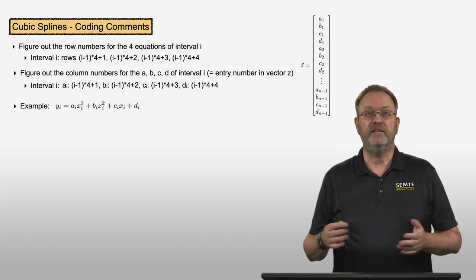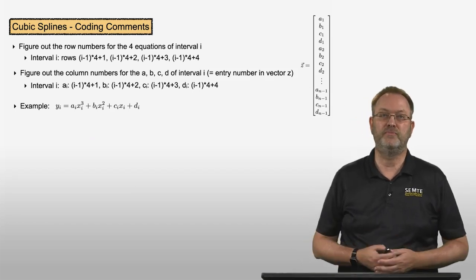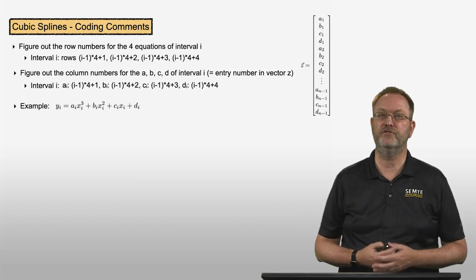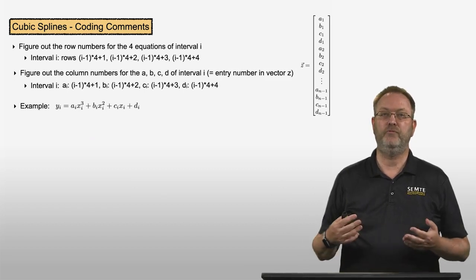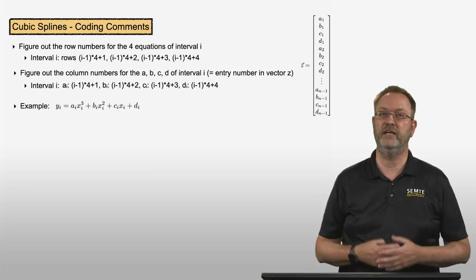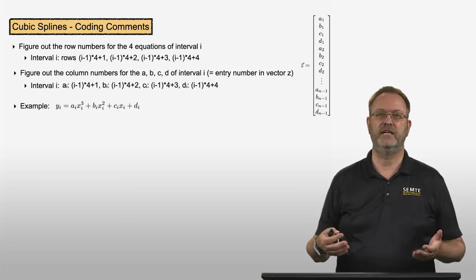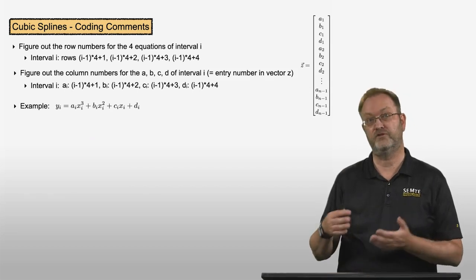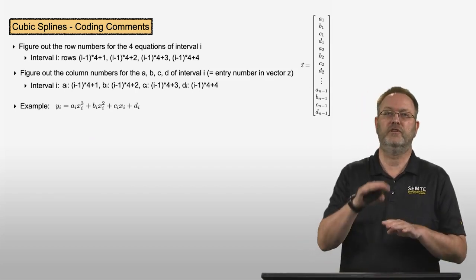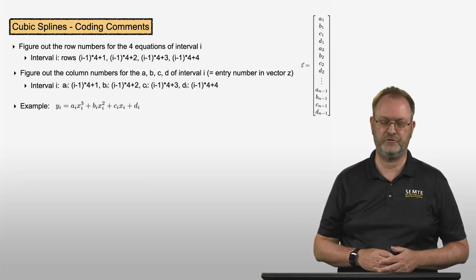And I've summarized here on top what we know about these cubic splines, that we have 4 equations per interval, so that if we have an interval I, the associated row numbers in the matrix from these 4 equations are just (I minus 1) times 4 plus 1, plus 2, plus 3, and plus 4. So these 4 equations appear one after the other in the rows of the matrix.